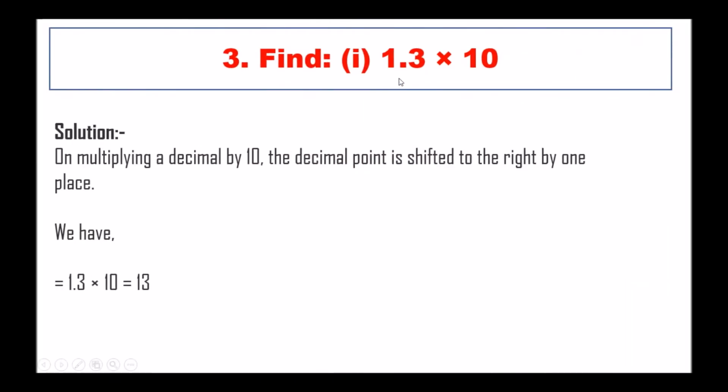Next, find 1.3 into 10. On multiplying a decimal by 10, the decimal point is shifted to the right by one place. So 1.3 into 10 is 13. Why 13? Because 1.3 means 13 divided by 10. 10 will cut, so it will become 13.